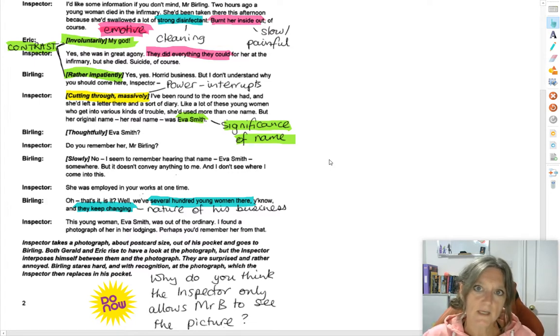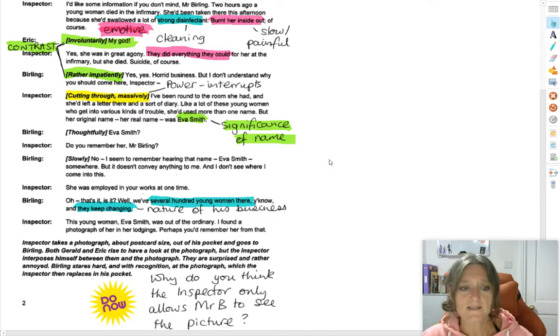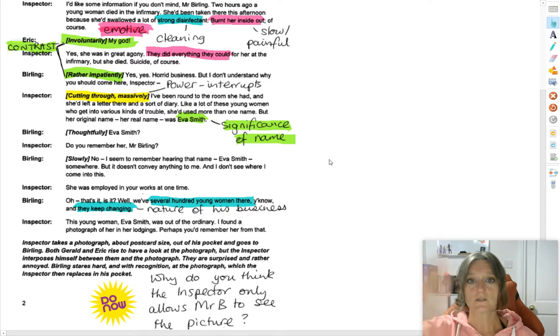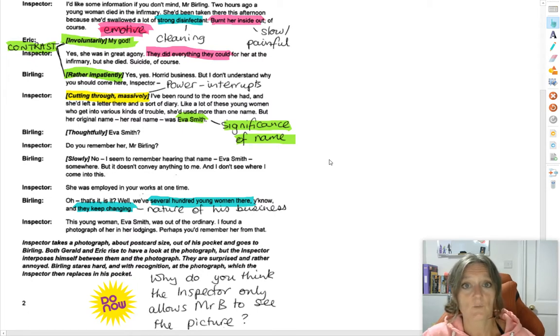And here we begin to learn a little bit about capitalism, the nature of running a business. Mr. Birling says, "Oh, that's it, is it? Well, we've several hundred young women there, you know, and they keep changing." So the nature of his business is a constantly rotating workforce. What could this suggest? Perhaps he's not paying enough money and young women leave to get a better job. Maybe when workers become disgruntled, there's nothing for them, so they just move on rather than making a fuss.